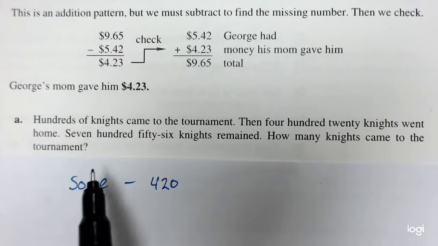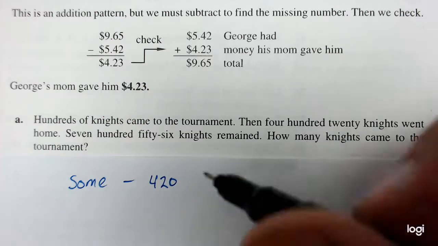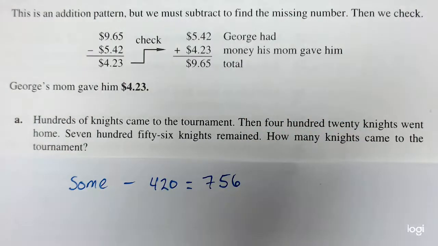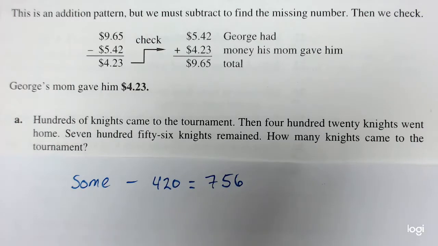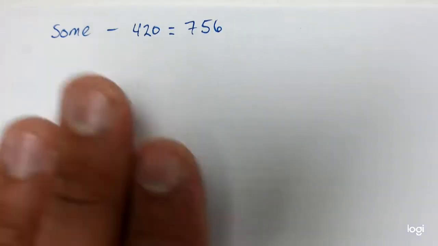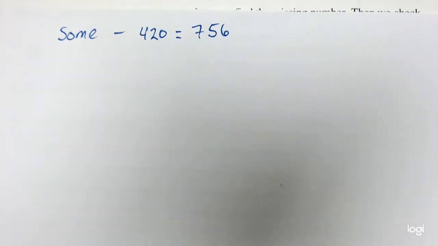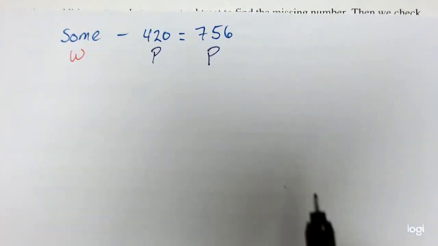Then after that, we have 756 knights remained. So some minus 420 left 756 knights. Cool. Then they want to know how many knights came to the tournament, which is the sum that we're missing. See the first sentence, hundreds of knights came to the tournament? That's where we put the sum. So now I can see what's going on here. This is a subtraction problem with the largest, or the whole, missing. So remember, if we do part-whole, the number sum is the whole, and 420 and 756 are the parts. So if I need to find the whole, I have to add the parts.